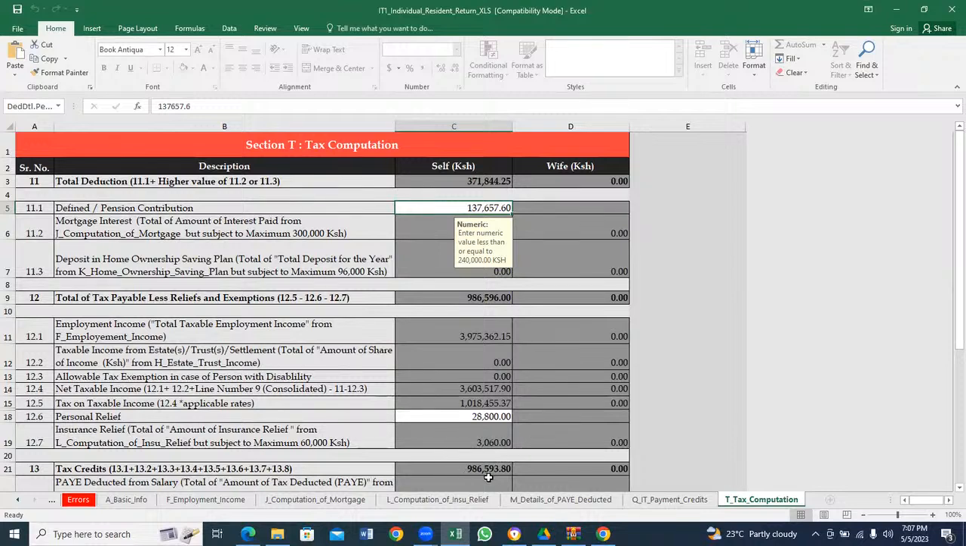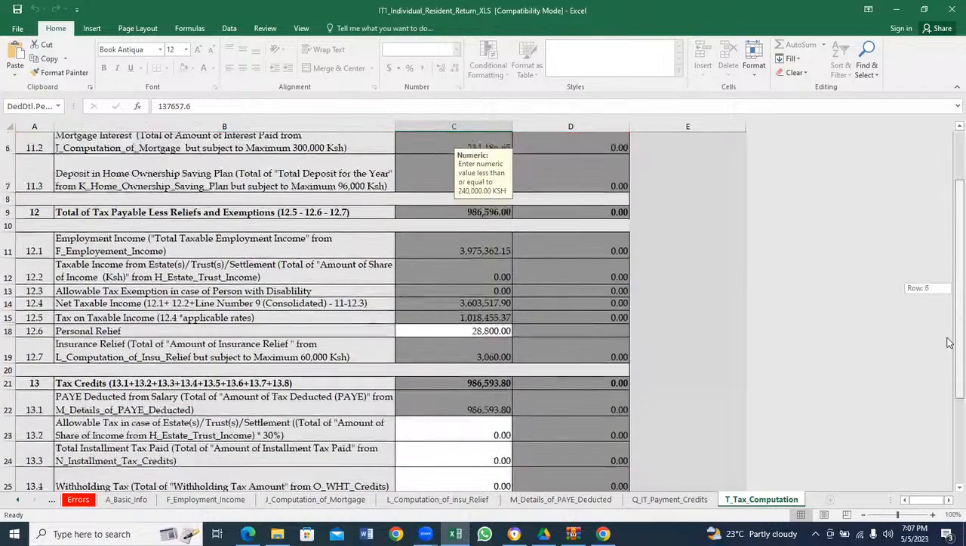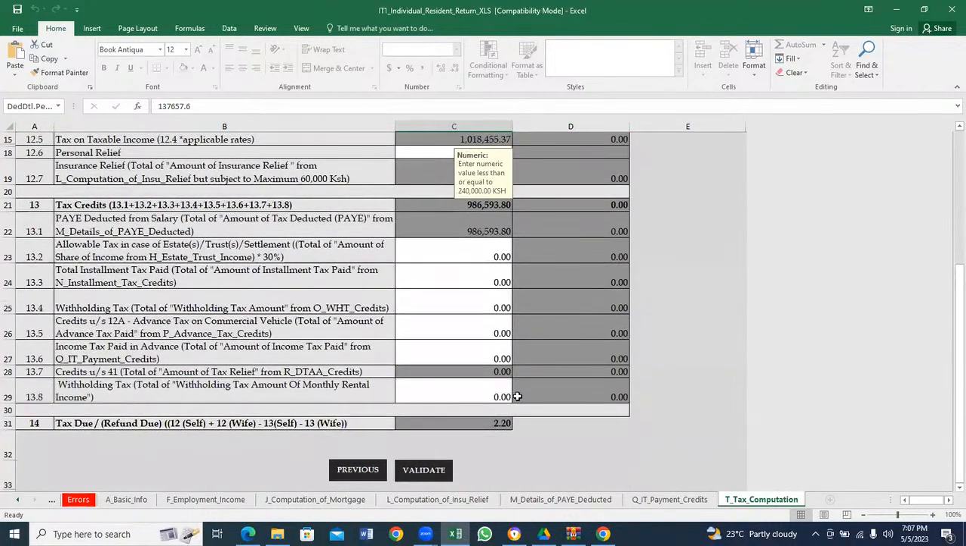Huyu mtu kila mwezi analipa 1700 as the NHIF contribution. So 1700 times 12 will give you 2400. Are you seeing this 3060? So ukikuja huku mwisho, what do we have? Tafadhali validate this return iende.